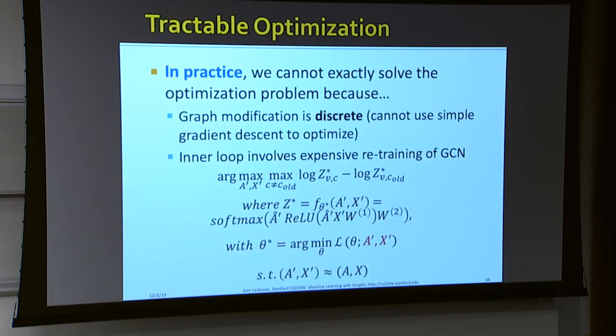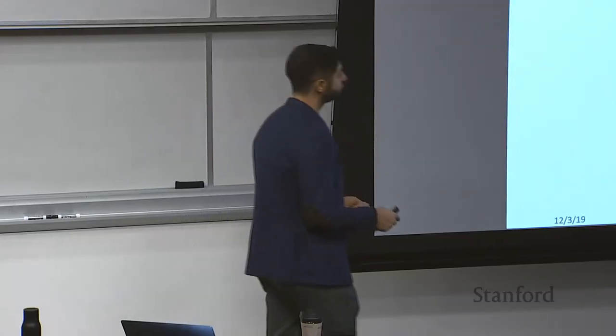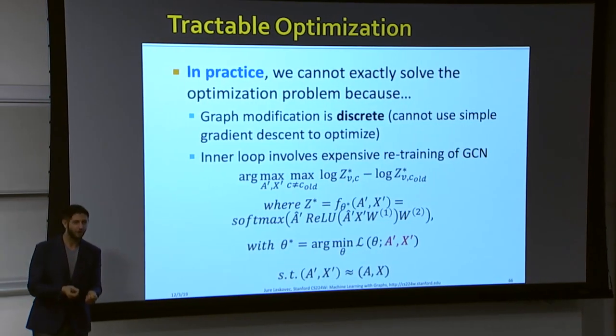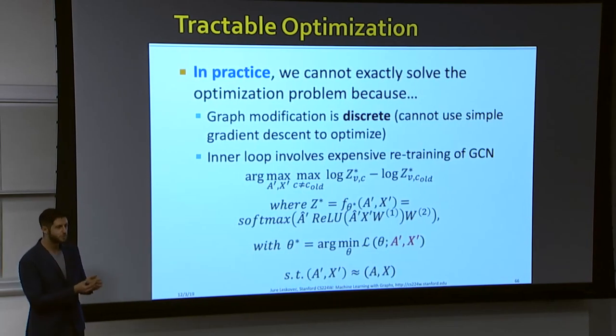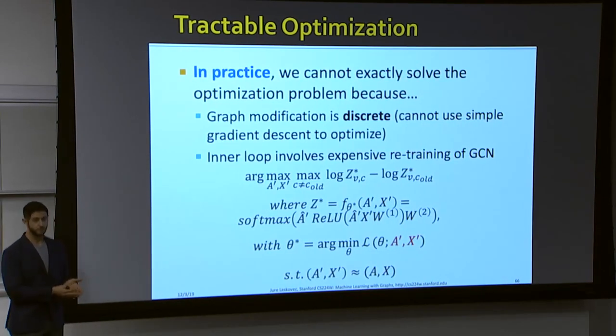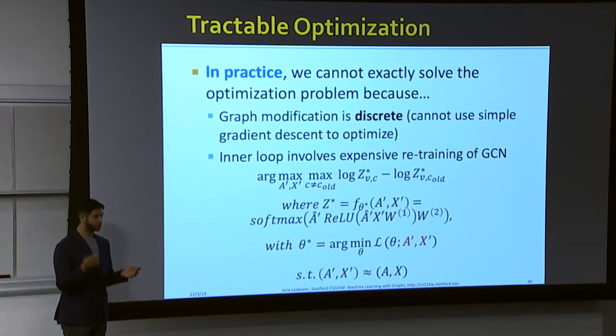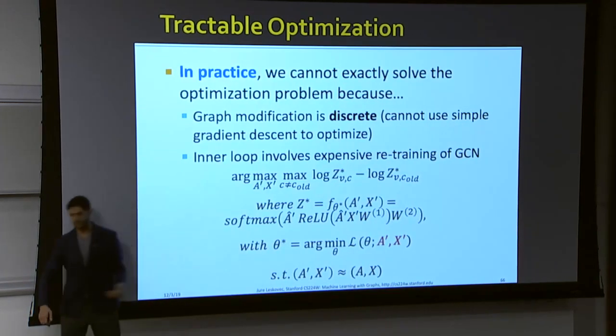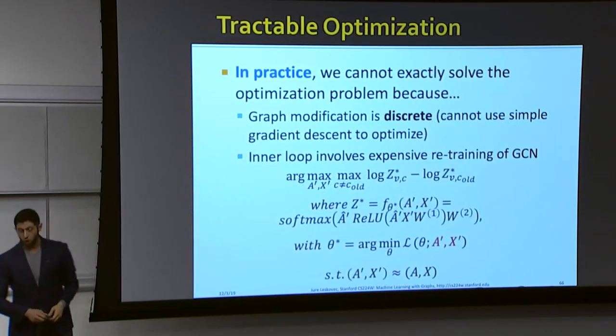Now, as I mentioned, in practice, we cannot exactly solve this optimization problem because graph modification is discrete. So we don't remove only partially an edge, right? We don't have a smooth optimization surface where we can move with a gradient function. Here, the only actions that we can do are either changing node features or adding or removing edges. Okay, so this inner loop that we've seen here involves an expensive retraining of a GCN.